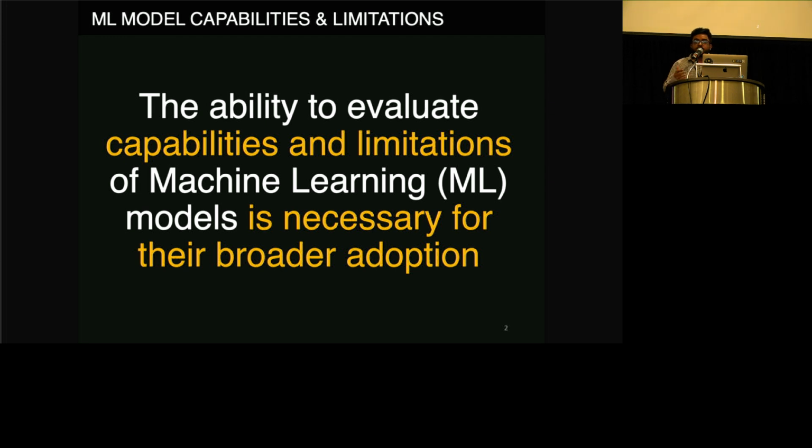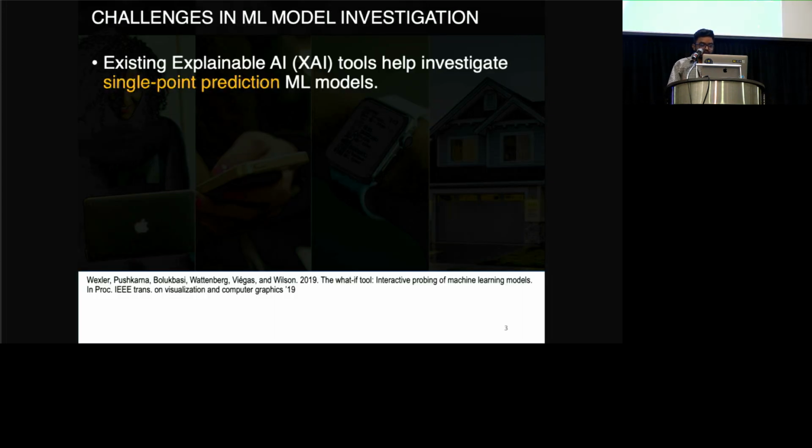I would argue that investigating the capabilities and limitations of machine learning models is necessary for their broader adoption into high-stake decision-making scenarios. That's why we already have many existing explainable AI tools that help ML engineers investigate the capabilities and limitations of classification models that make single-point estimate predictions for each data point. Also, there are toolboxes such as Google's What-If tool that combines multiple XAI tools into a single software.